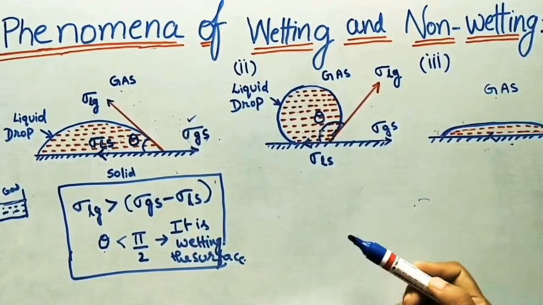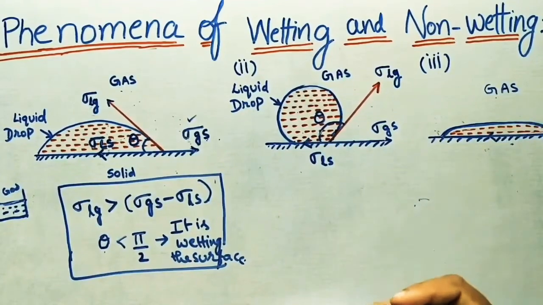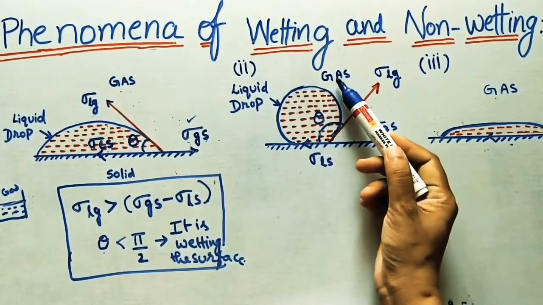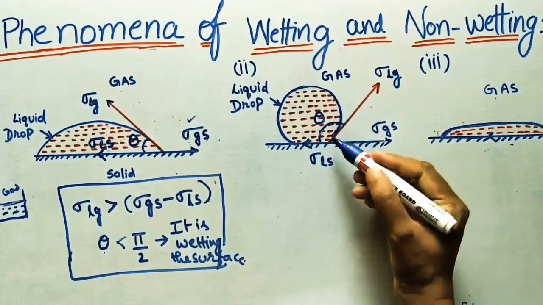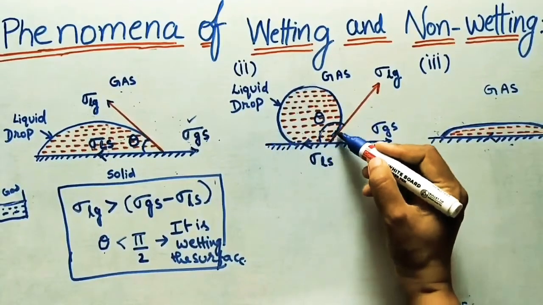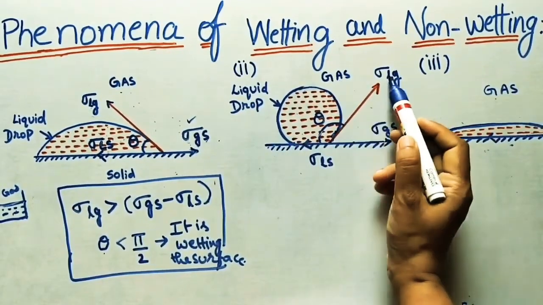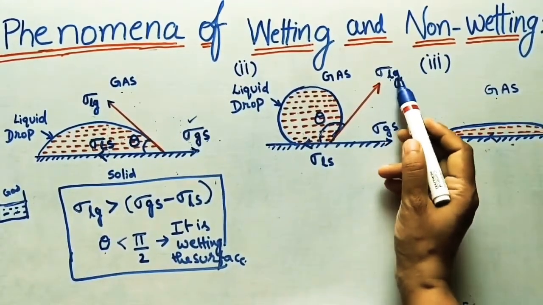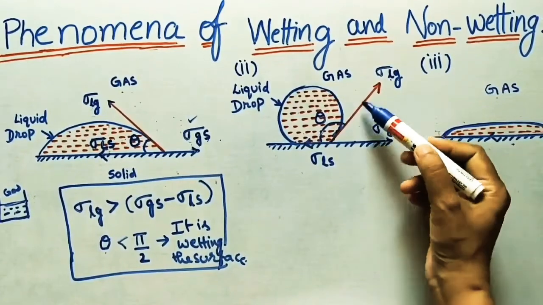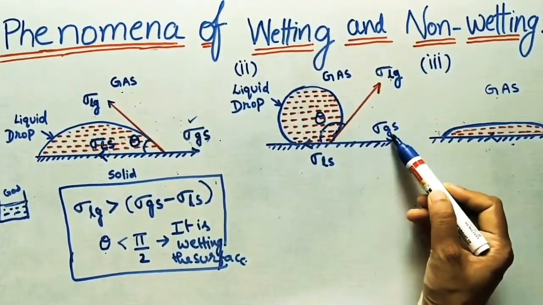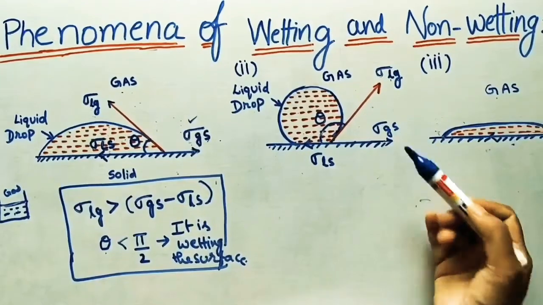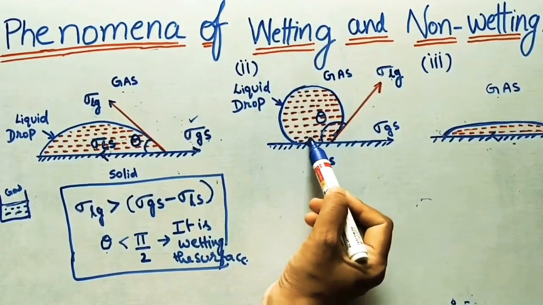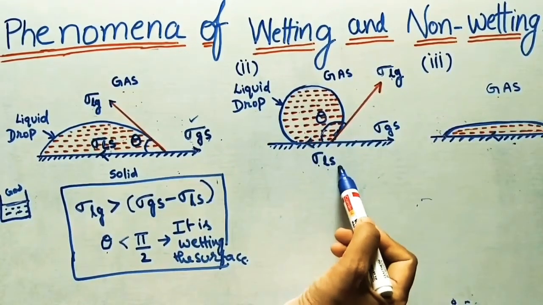As we know, surface tension is developed between the interface of two mediums, between this liquid and gas. Surface tension is developed for this spherical shape in the tangential direction. So it is liquid-gas, Lg, with sigma: surface tension of the liquid and gas interface. Similarly, here gas and solid, the surface tension is sigma Gs. Similarly, here liquid and solid, the surface tension is in this direction, sigma Ls.